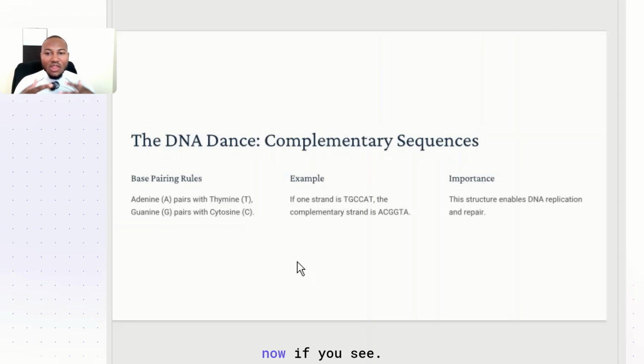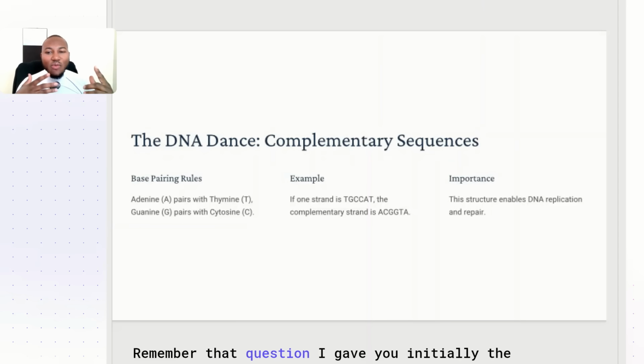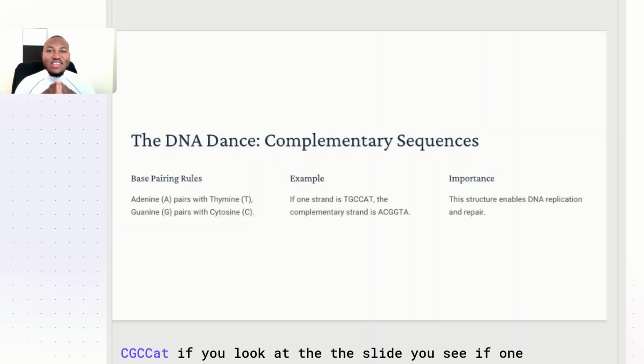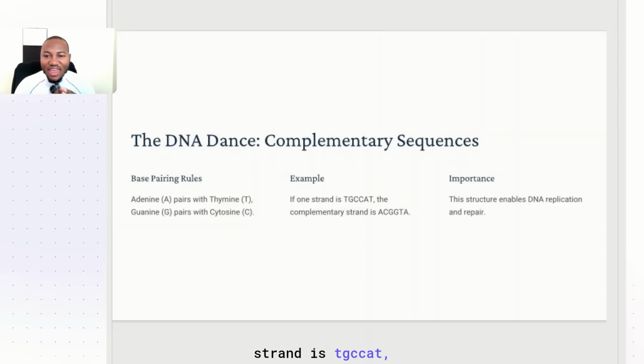All right. Now, remember that question I gave you initially? The question was asking, what is the complementary DNA base sequence in the DNA strand TGCCAT? If you look at the slide, if one strand is TGCCAT, the complementary strand should be what? ACGGTA. Why? Because thymine pairs with adenine, guanine pairs with what?